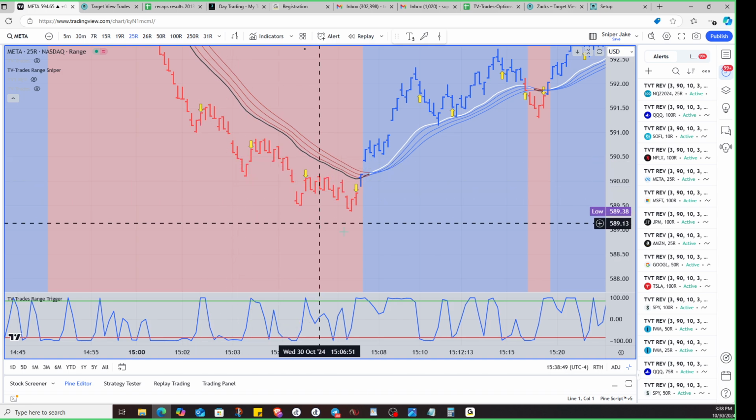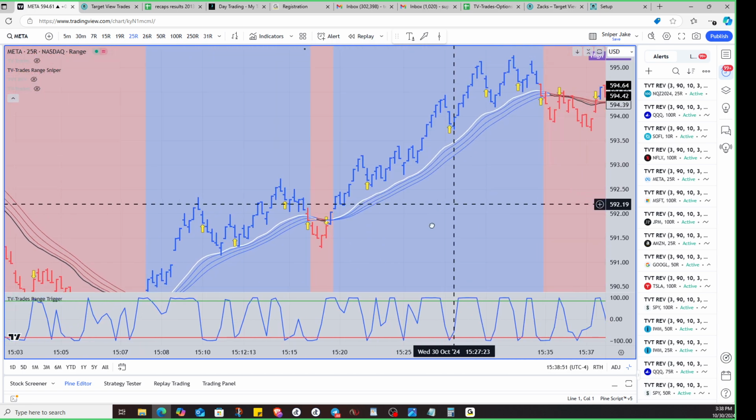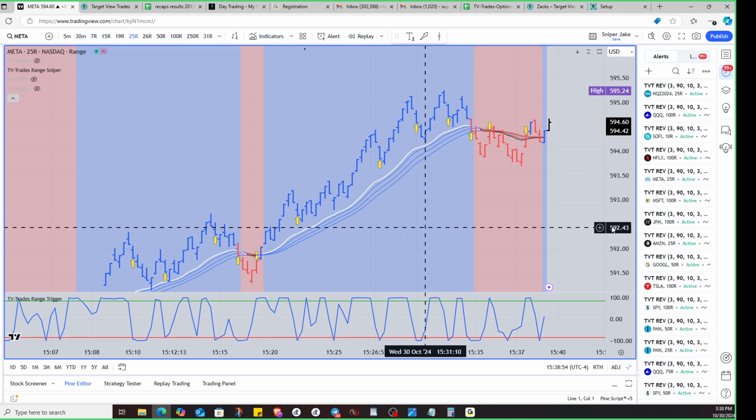Letting you know ahead of time, and you can set an alert on those yellow ones so you know ahead of time that the trade is coming.